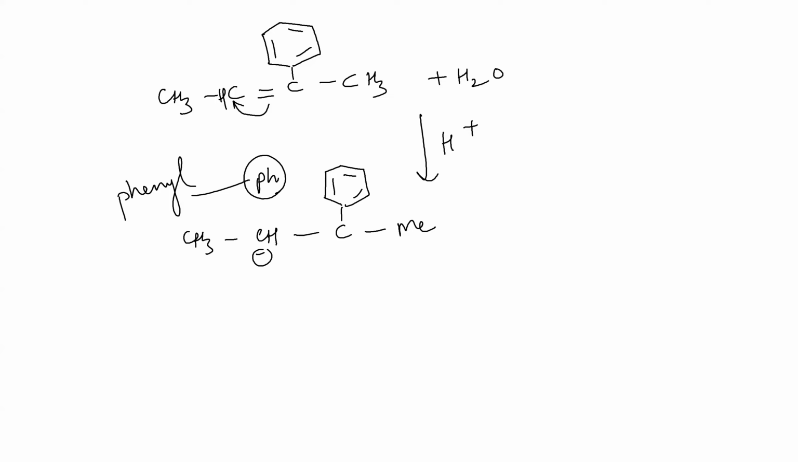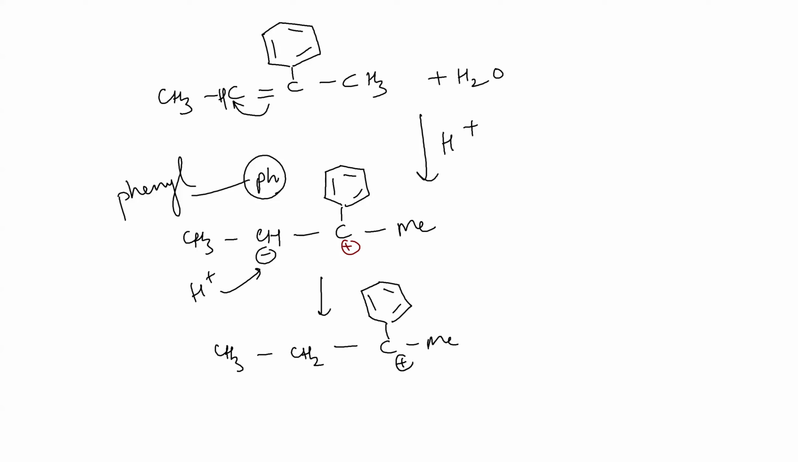And then we have this, right? So then what exactly happens? CH3, CH negative, C, benzene, and methyl. Got the point? So we have this. Once we have this, you know that this is positive and H plus connects here because H is positive. So H plus attacks this negative. So what do we get? We get CH3, we get CH2, we get C, we get phenyl, and we get methyl. And this is positive.